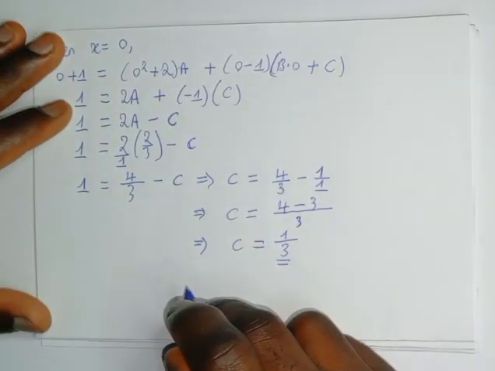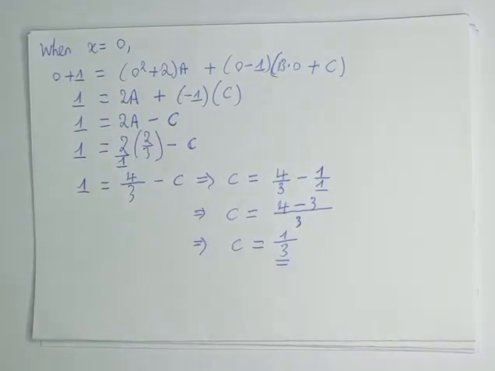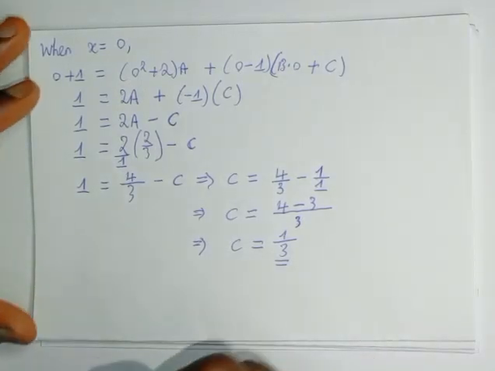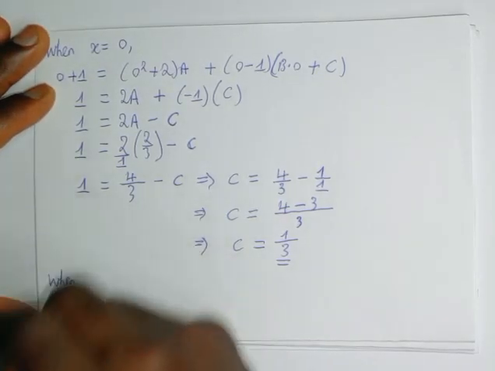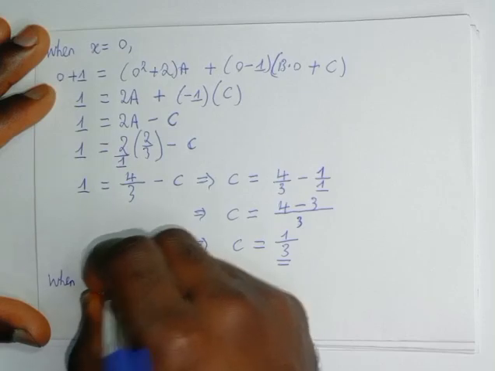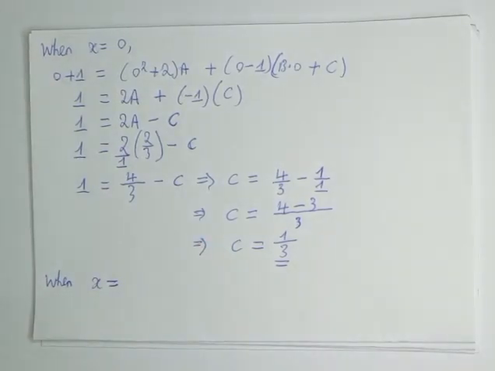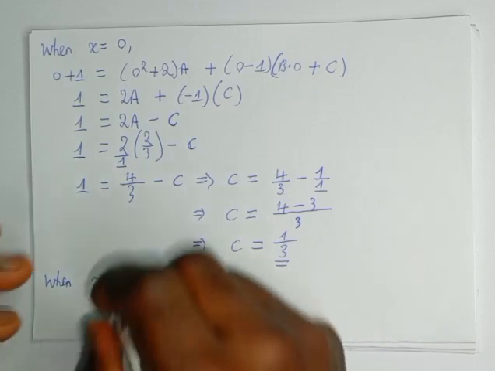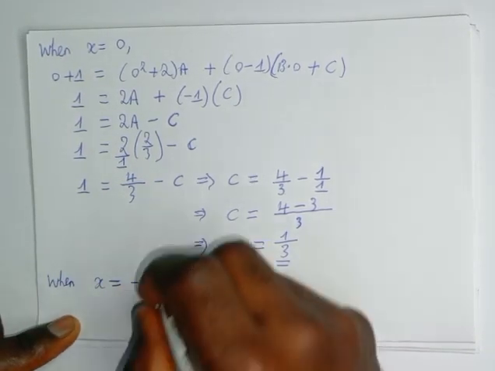Now, next we have to find the constant B. We know A, we know C, we have to find B now. We are going to take any value for x which is different from 1 and 0, so that we can easily get the value of B. We can take x to be equal to -1. X is equal to -1.